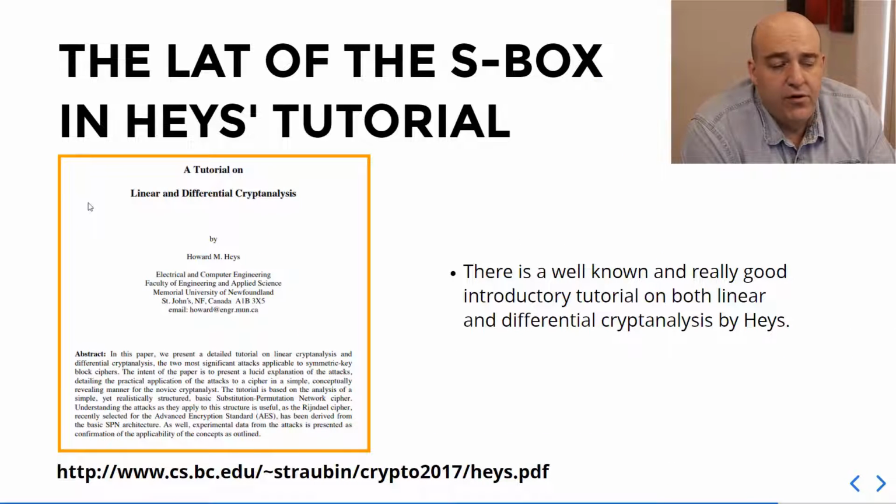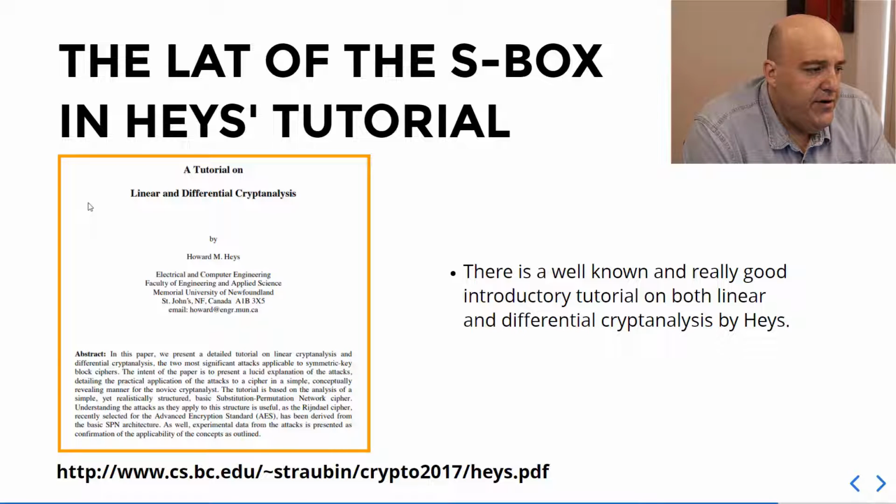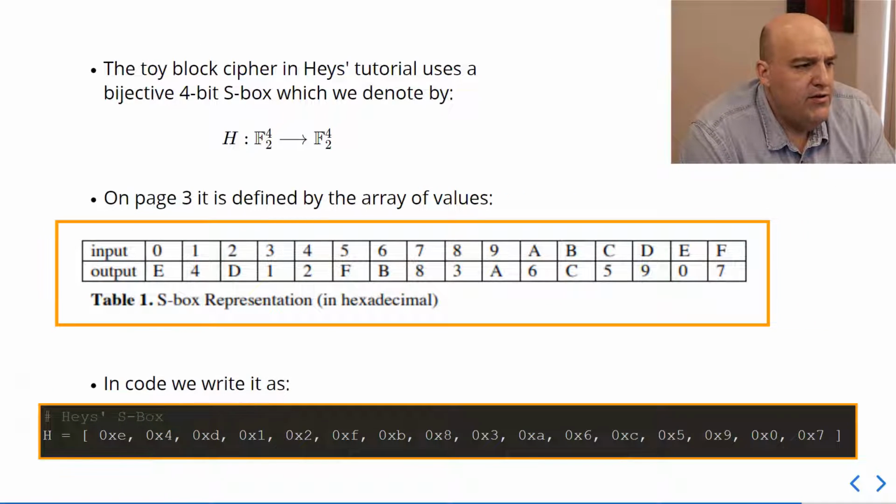A good little test for our code to see if this works is to look at the S-box in Heys' tutorial. Heys has a really nice, well-known tutorial on cryptanalysis, given at the following link here. In this tutorial, he provides a little block cipher which he cracks using both linear cryptanalysis and then differential cryptanalysis. And it's just a toy cipher in the sense that it would never be used in a real-world situation, but it's good for learning. And this block cipher uses an S-box, given right here. We'll just denote it by H. It's just a small little 4-bit S-box.